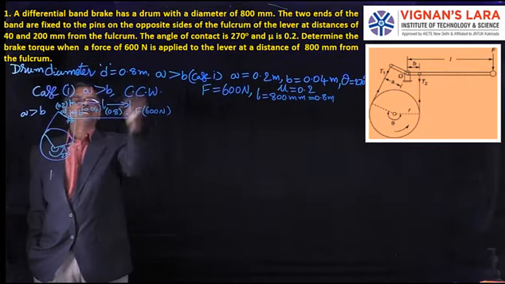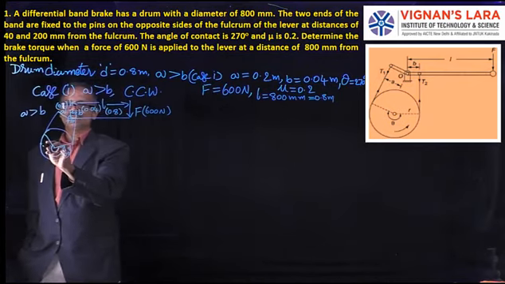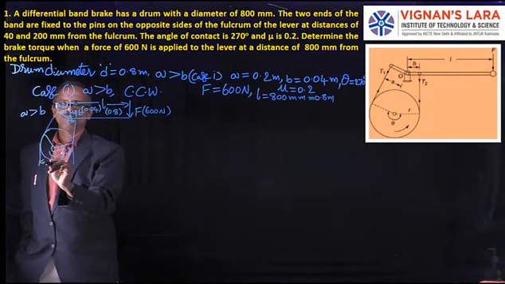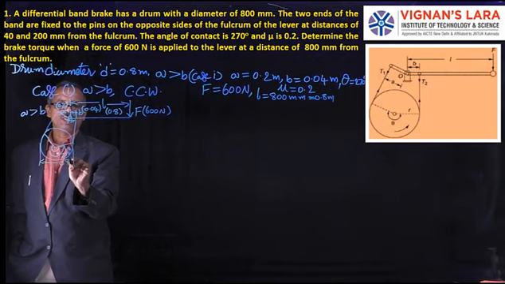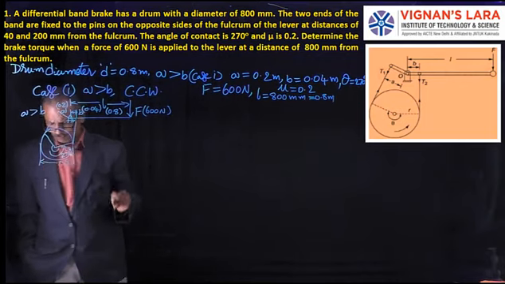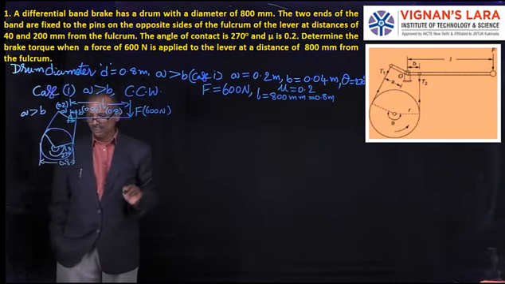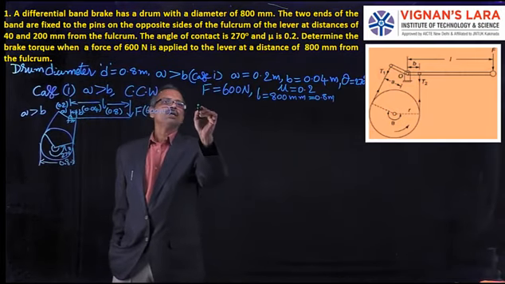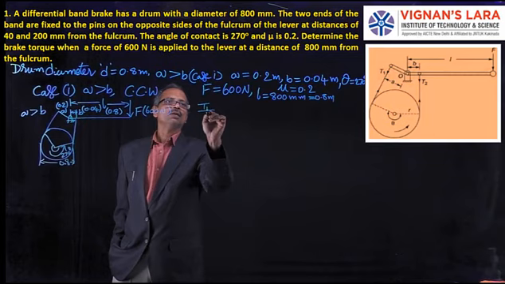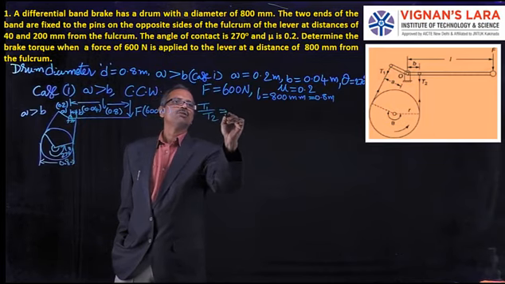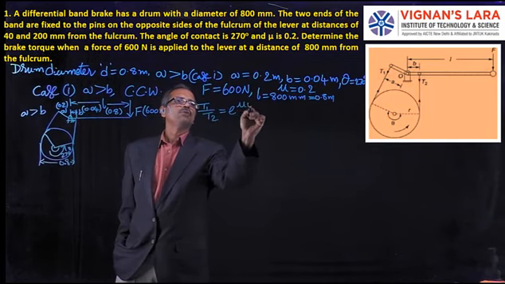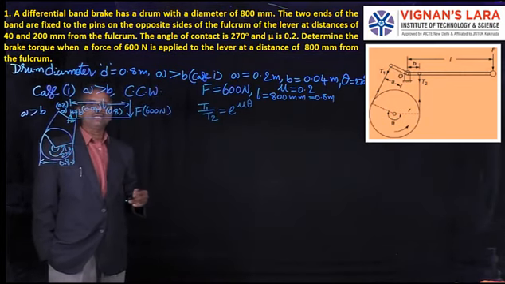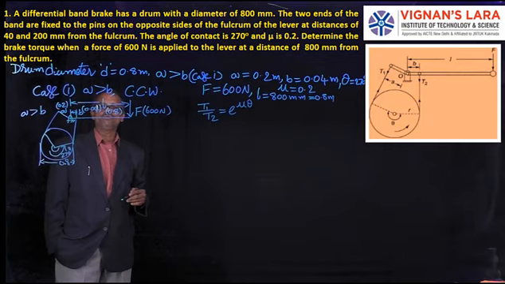0.04, and the diameter of the drum is 0.8 meter. This is the given information. We know a formula called T1 by T2 is equal to e power mu theta. And once again, let me tell you which is T1 and which is T2, how to find out the values of T1 and T2.